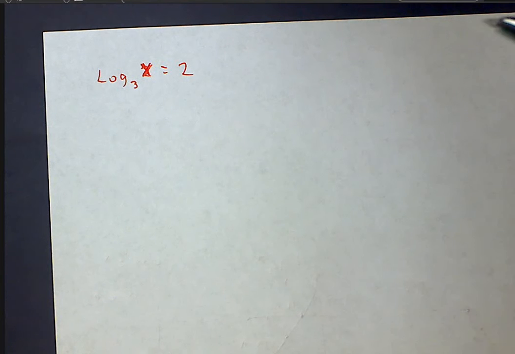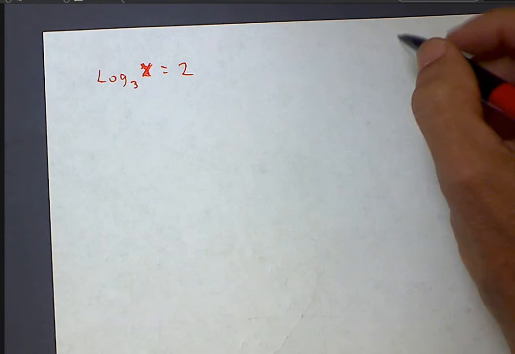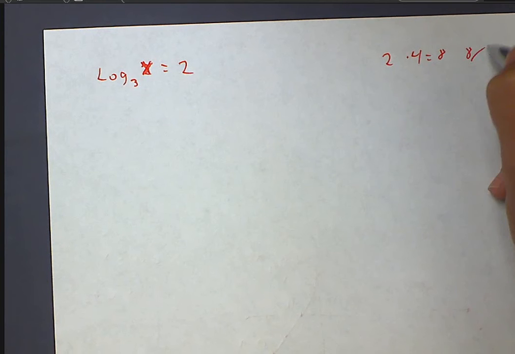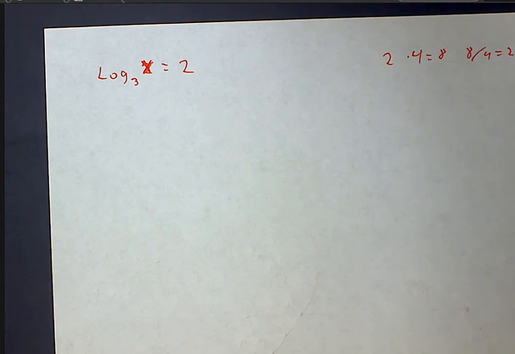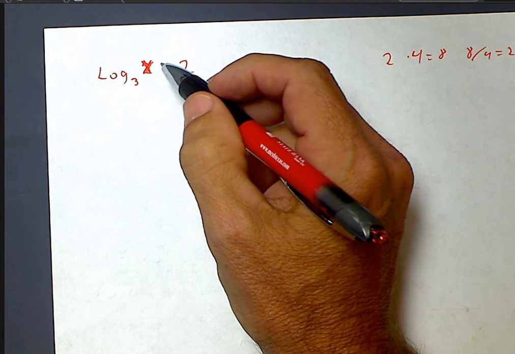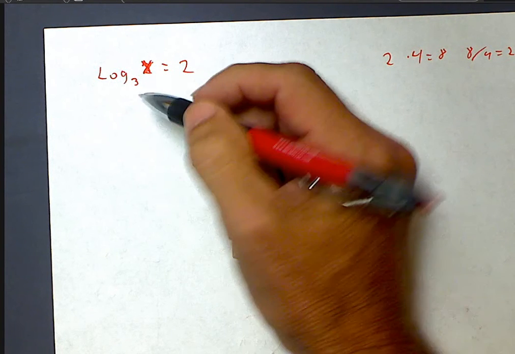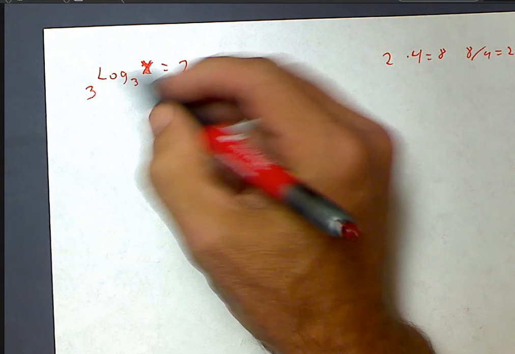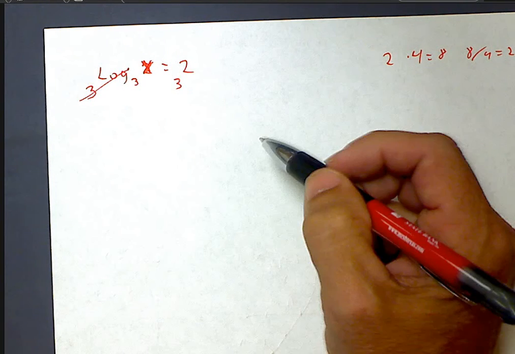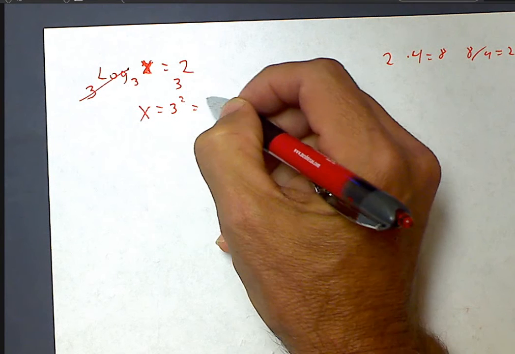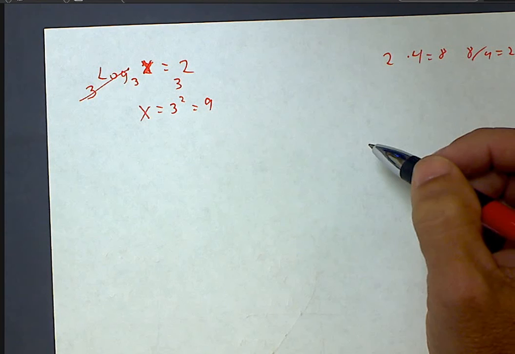I said that logs and exponents are inverse operations. So just like we had 2 times 4 equals 8, to undo that we divide by 4. Get back to 2. Here, we have log base 3 of x. We have to undo that by taking the exponent of both sides. The base is 3, so 3 to the power of log base 3 is going to cancel. We need x equals 3 squared, which is 9. So that's one example of solving.